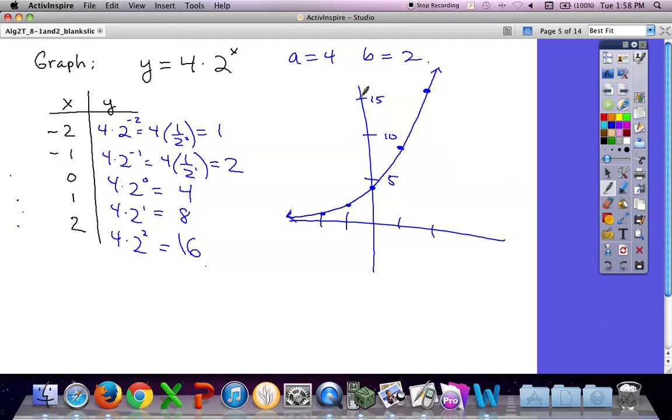And the y-intercept this time is actually 4, right? It's what you get when you plug in x equals 0. So what we notice now is when we have y equals a times b to the x, that a is the y-intercept, right? That's always the y-intercept, because when you plug in x equals 0, then b to the 0 is 1. So that means y equals whatever that number is. So that is the y-intercept.